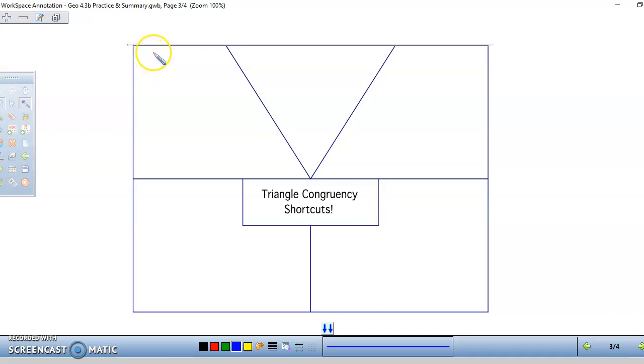But our first congruency shortcut is side, side, side. Okay, and then our second one was side, angle, side. And our third one was angle, side, angle. So what we're going to do is draw triangles, and then do a congruency statement and mark the triangles with the appropriate picks and angles.